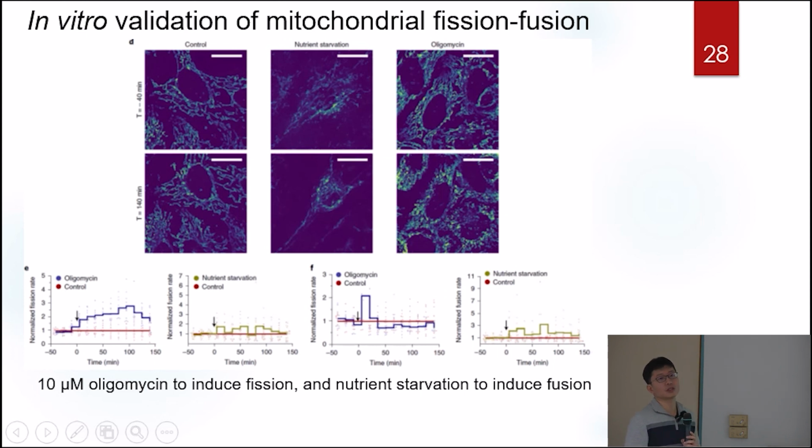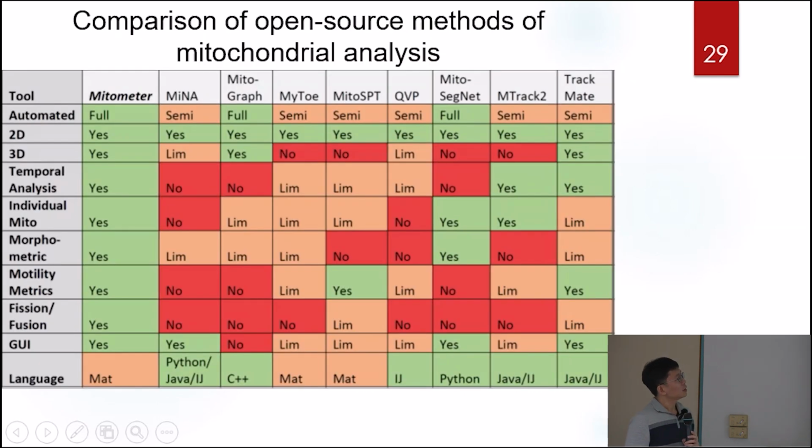They also use 3D culture, and this is also pretty good for 3D culture analysis. So finally, they compare their MitoMeter to other open source methods. I have mentioned MitoGraph, QVP, and TrackMate. Notice that for 2D images, every algorithm program is good. But for 3D images, there are many limitations.